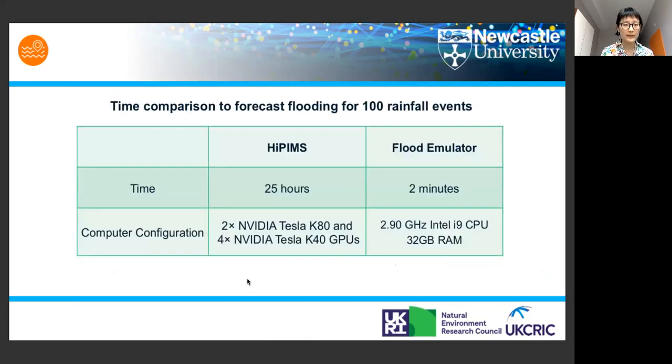Here, we make a simple comparison of time expense to forecast flooding for 100 rainfall events. From the table, we can see the high PMs take about 1 day to simulate 100 rainfall events, while the flood emulator takes about 2 minutes to finish it. So that signifies the flood emulator could speed up the forecast a lot, and it runs faster than high PMs.